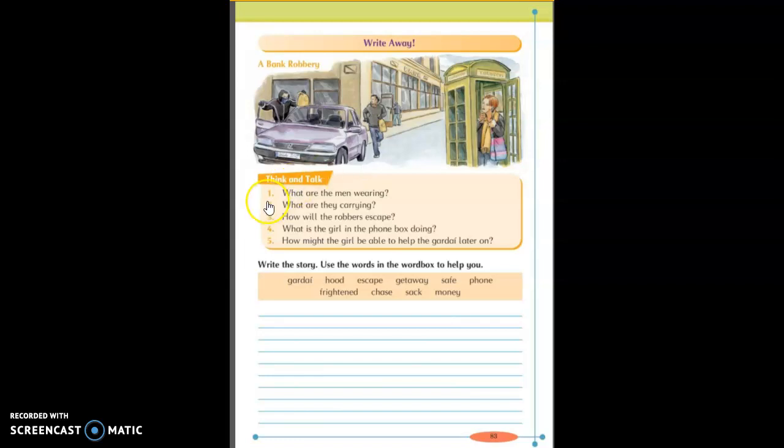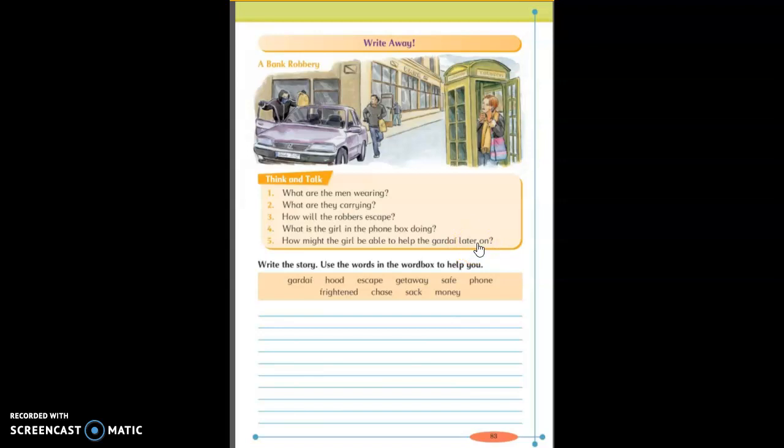Good. Now let's look at number one. What are the men wearing? Can you just call out the answer to me when I read it? What are they carrying? How will the robbers escape? What is the girl in the phone box doing? How might the girl be able to help the Gardaí later on?